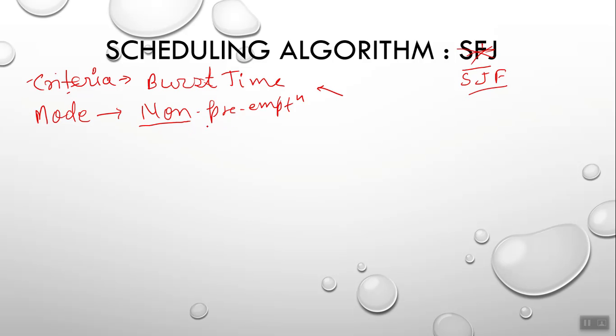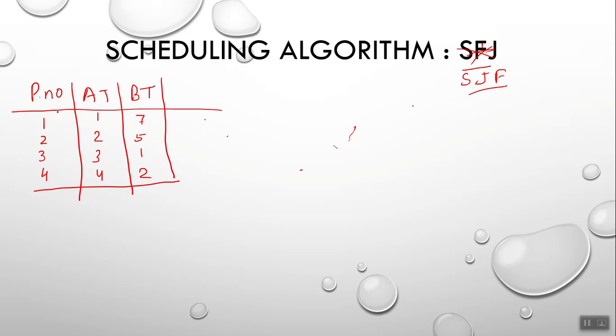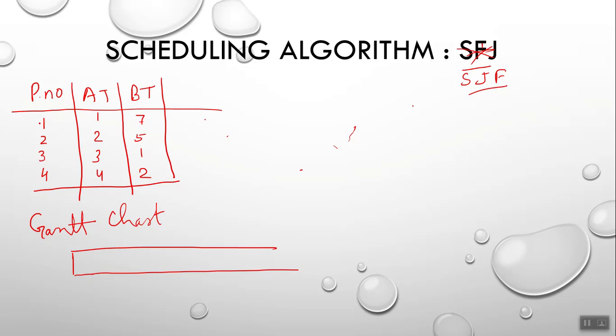So first we will discuss a problem, then we will see. Suppose this is the question, in which the process number, the arrival time and the burst time are given, right? First we have to prepare the Gantt chart to find the completion time. So how to prepare the Gantt chart? You can see it here.